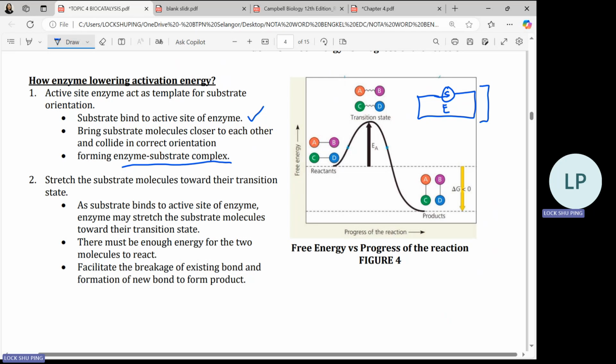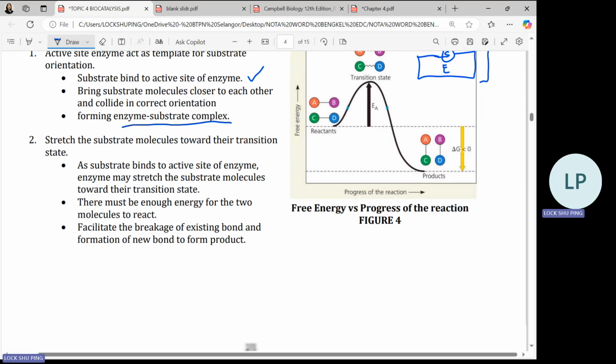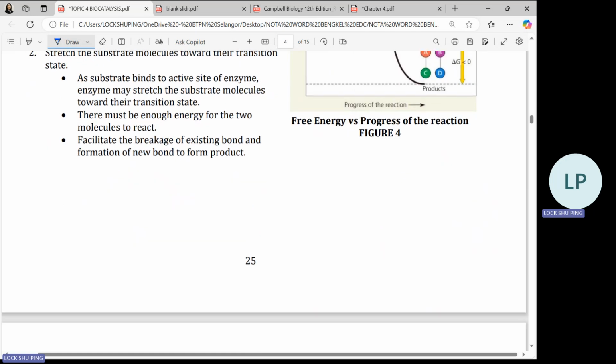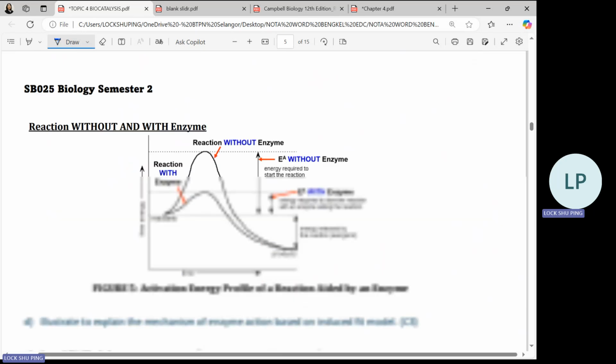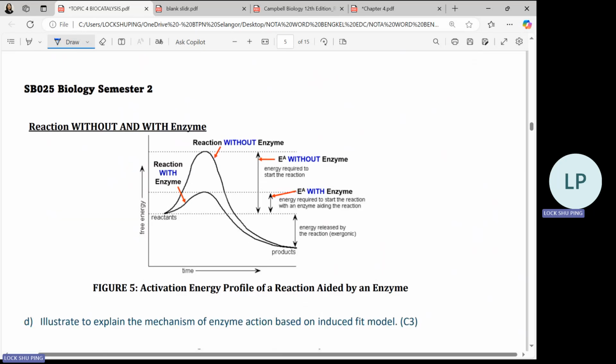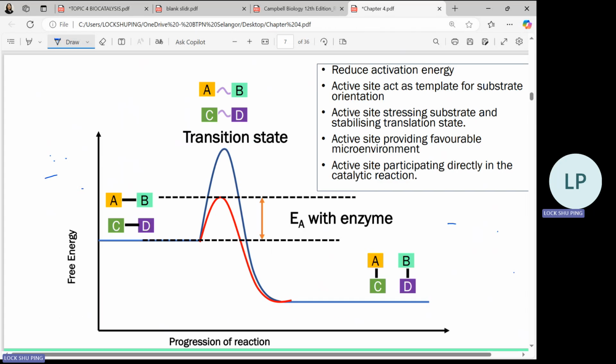So how do they reduce the activation energy? The active site will stretch the substrate molecule towards the transition stage. It facilitates the formation and the breakdown of the existing bonds in order to make the products easier to form. So you can see the diagram like this. But how? In order to explain how, you have to explain the function or the role of the active site, which is the template for the substrate.